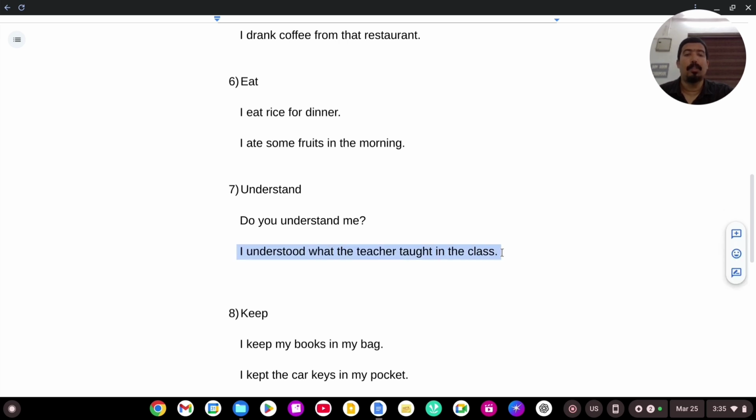I understood what the teacher taught in the class. The class is over. It is the evening time. I told my friend I understood what the teacher taught in the class today. The teacher taught some portions in the class and I understood that very well. So, I understood is the past form.